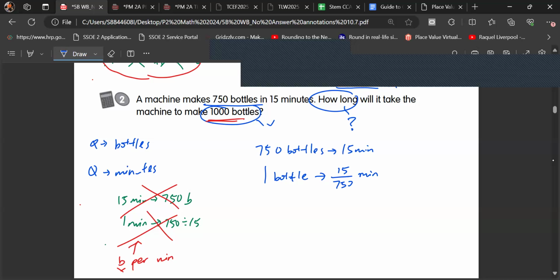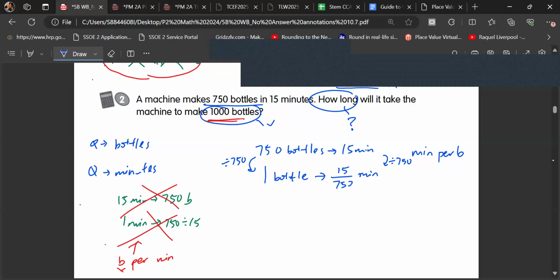So here we are asking minute per bottle, which is different from what is written on the left side. Can you see that fraction coming up? Why is there a fraction? Because I'm dividing by 750. Because it's a calculator question, I don't bother simplifying it. I just carry on with my next steps.